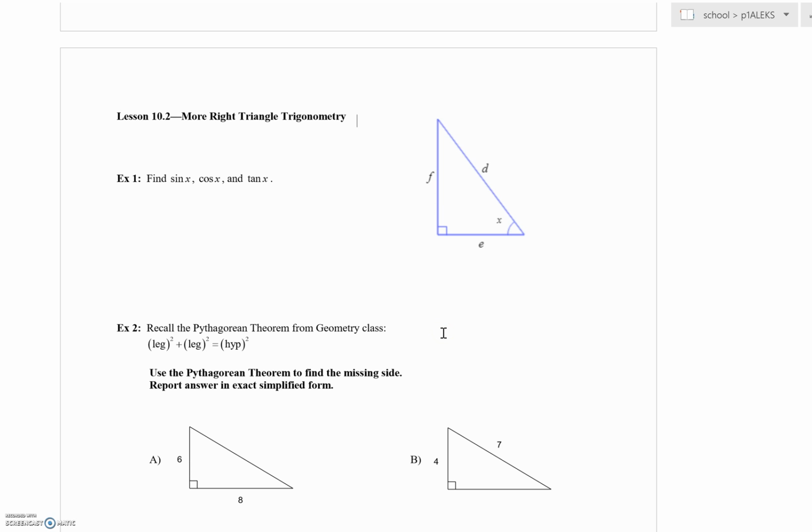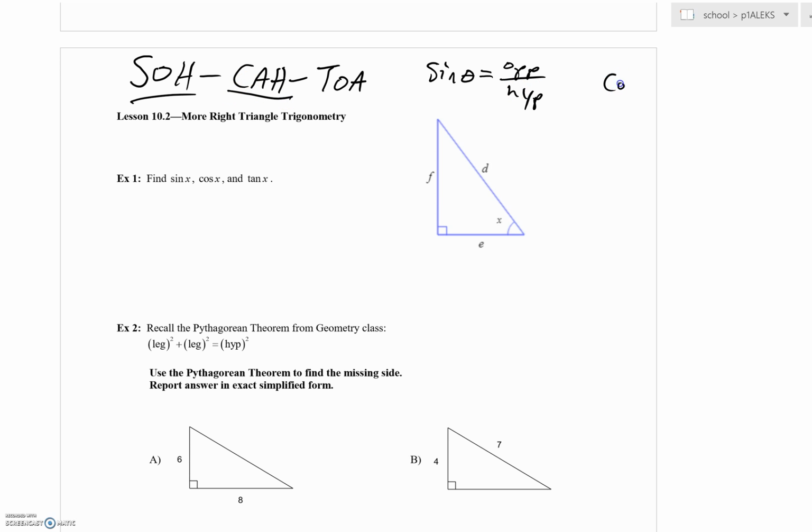Algebra 2, lesson 10.2, we're going to review SOHCAHTOA. And that's the cool part. Even as you look today, you're going to see that the sine of an angle, that's your SOH, is opposite over hypotenuse. Cosine, that's the middle part, would be A over H, the adjacent side over your hypotenuse.